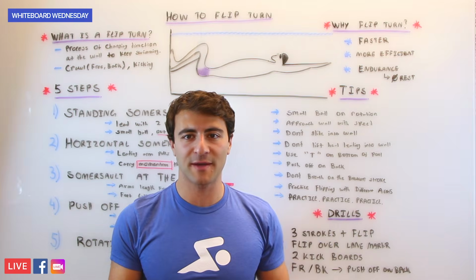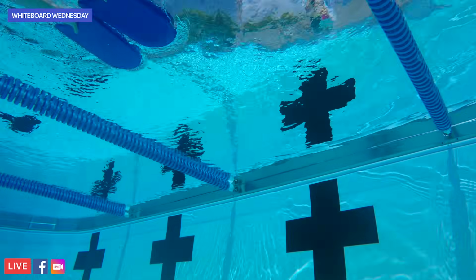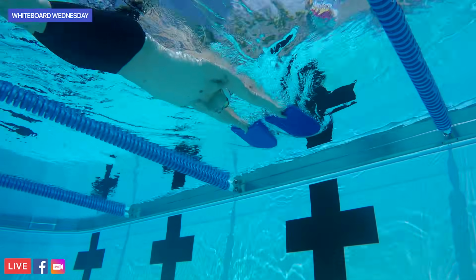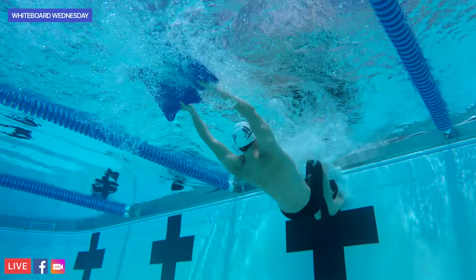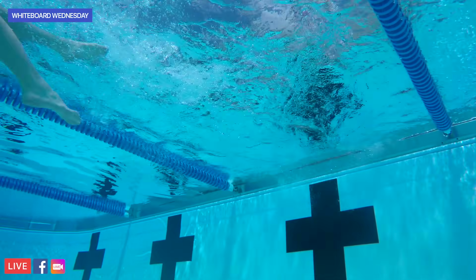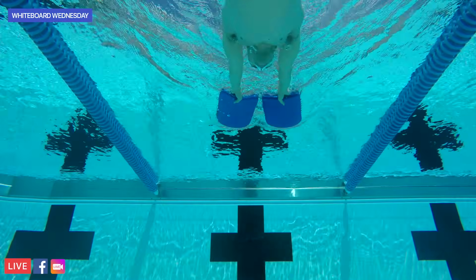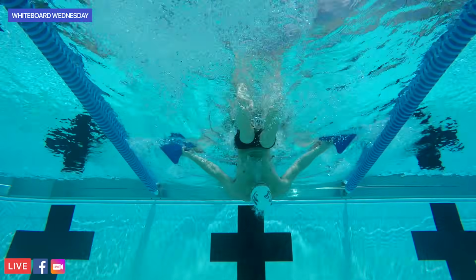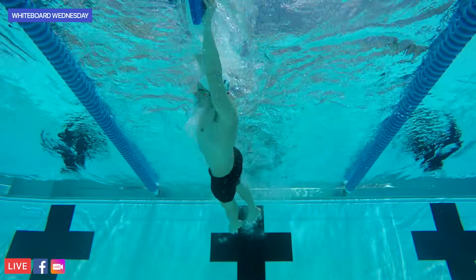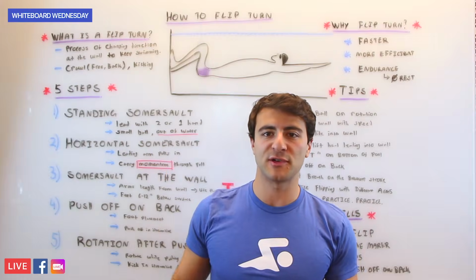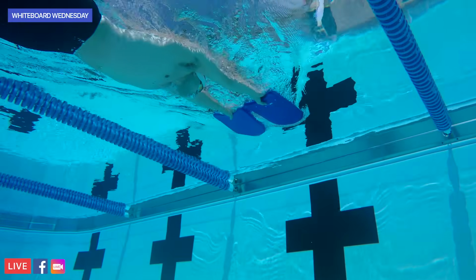It's where you use 2 kickboards and you approach the wall kicking on your stomach with both arms extended, and as you get to the point where the kickboards are about to touch the wall, you separate your arms out and you flip onto the wall, and then you push off on your back and rotate. So you do the complete flip turn without using your arms.